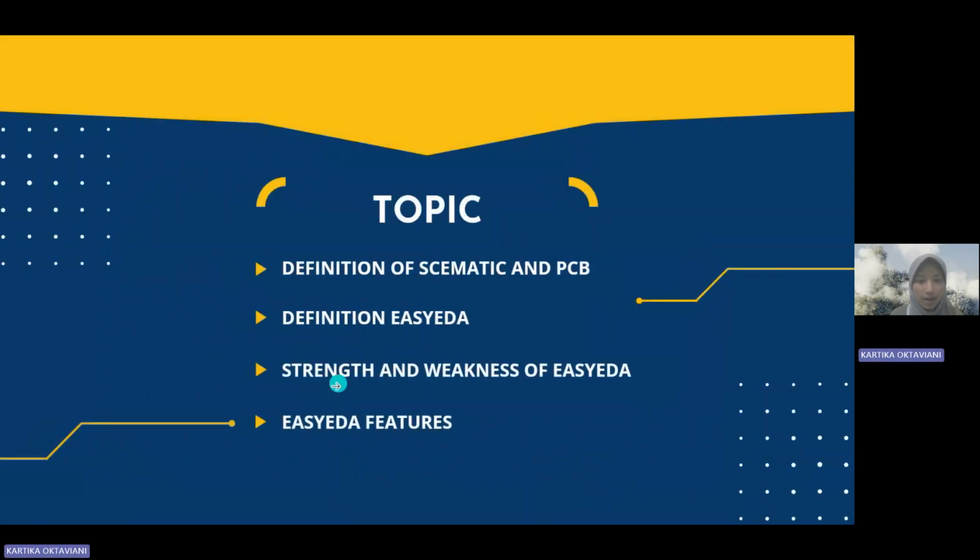Here is the topic. For the topic in my presentation, first of all, we talk about the definition of schematic and PCB. Next, the definition of EasyEDA, the strengths and weaknesses of EasyEDA, and EasyEDA features.